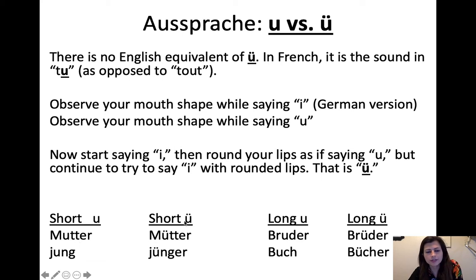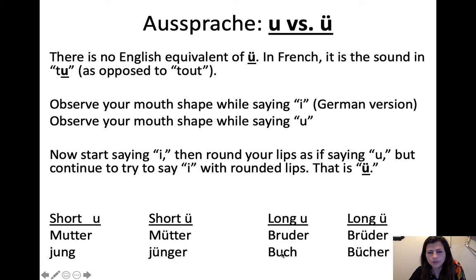But now let's compare. The short Ü is a little hard to recognize. It's not as obvious as the long one. So this is Mutter and Mütter, Jung and Jünger. These two are the hardest to distinguish at the beginning of learning German. When I started learning German, I couldn't even hear the difference. But eventually, you'll be able to hear the difference. So Mutter, Mütter, Jung, Jünger. Yeah. And then this is the long U, the normal U without the umlaut. Bruder, Buch.